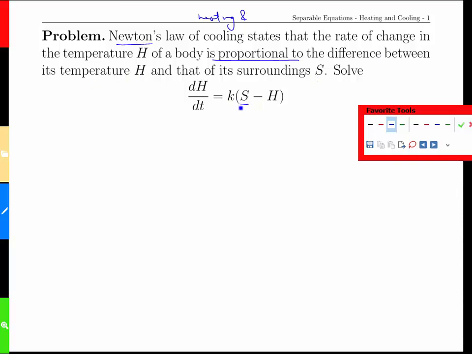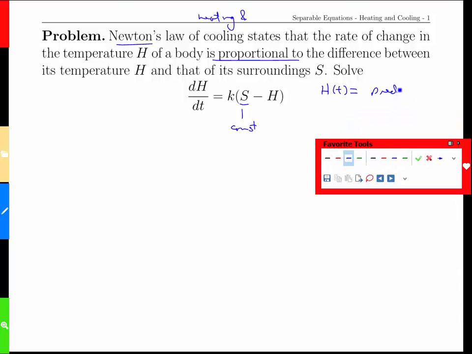So we've got S, that'll be usually a constant for our purposes, though of course it could vary, and the temperature of the object itself. And the idea when we're done here is that H of t is equal to a prediction of the object's temperature over time.